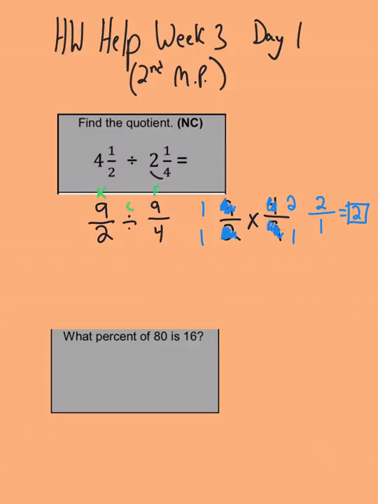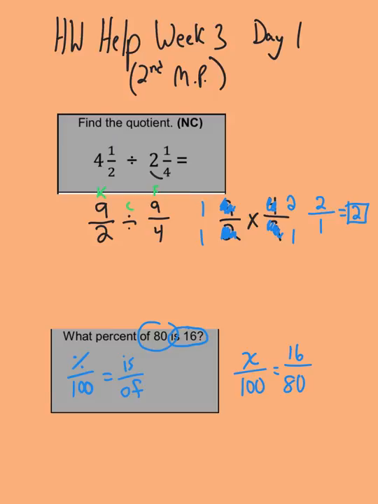In the second problem, it says what percent of 80 is 16? So this is going to be a percent proportion. Remember our formula is percent over 100 equals is over of. So it says what percent? Well, we don't know, so it's going to be x over 100 equals is over of. Well, the is word is 16. The of word is 80.